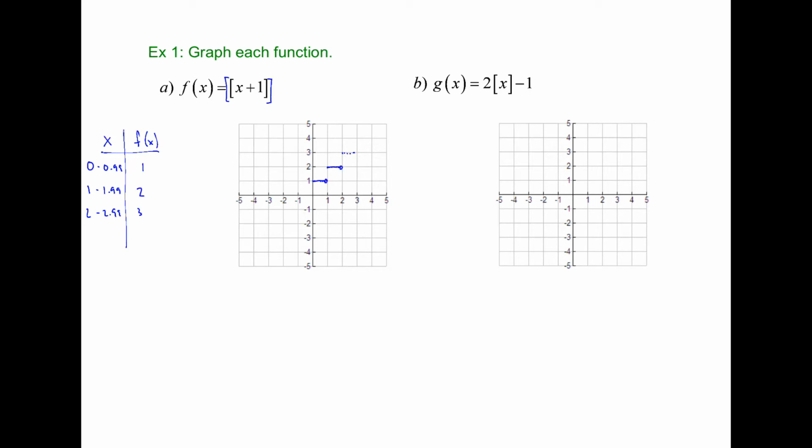Once again, make sure you get that open circle at the end of that value there, because there's not a point there. There's not a point at 1, 1. There's a point at 1, 2. And there's your step function.